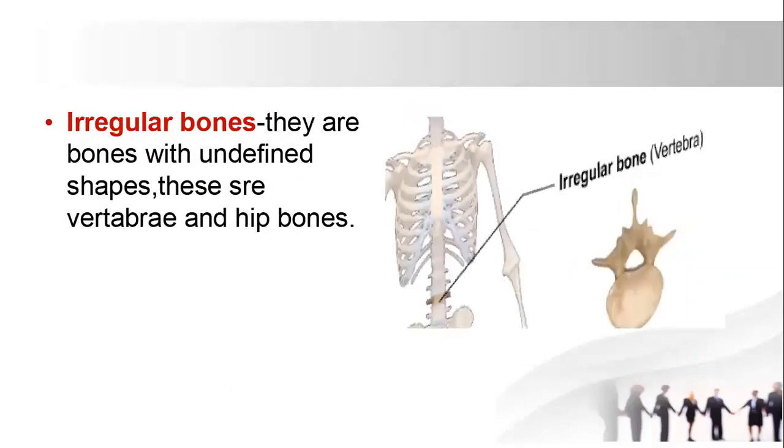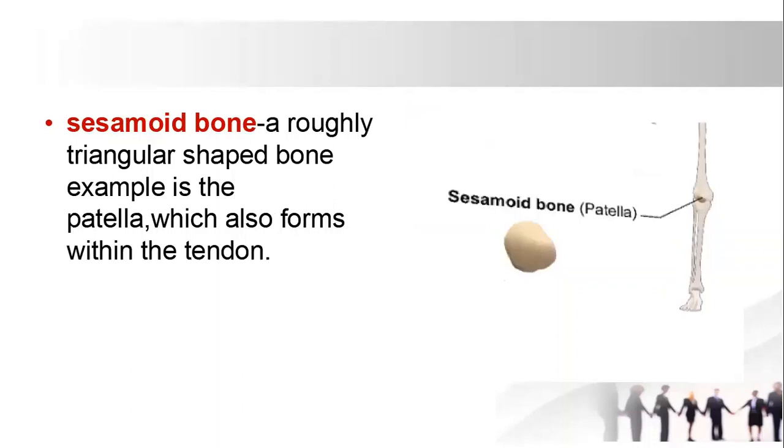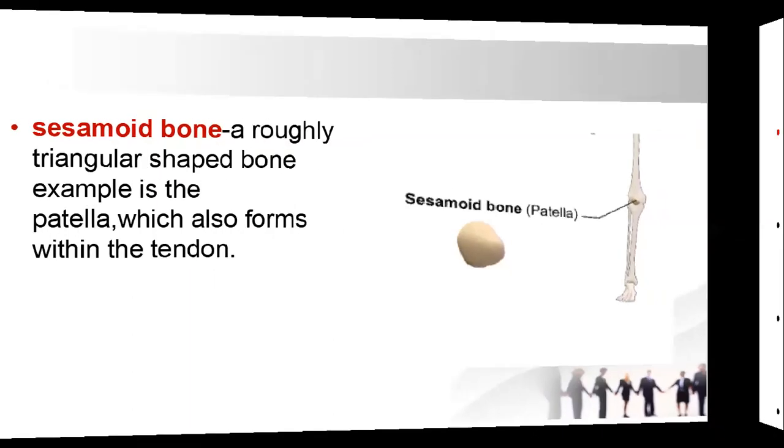Irregular bones. They are bones with undefined shapes. These are the vertebrae and hip bones. They have undefined shapes, so they are considered irregular bones. One of the examples shown is the vertebra. Sesamoid bone. A sesamoid bone is a roughly triangular shaped bone, and the example is the patella, which also forms within a tendon sheath. So the patella is one example of a sesamoid bone.